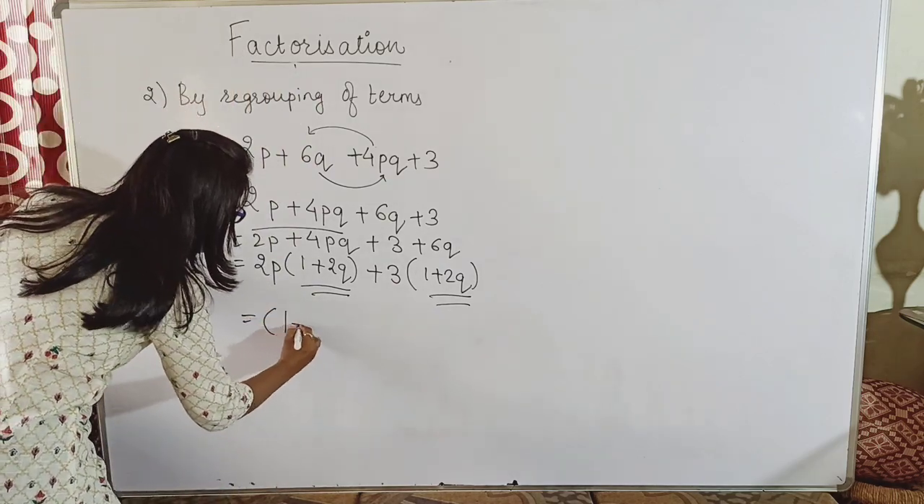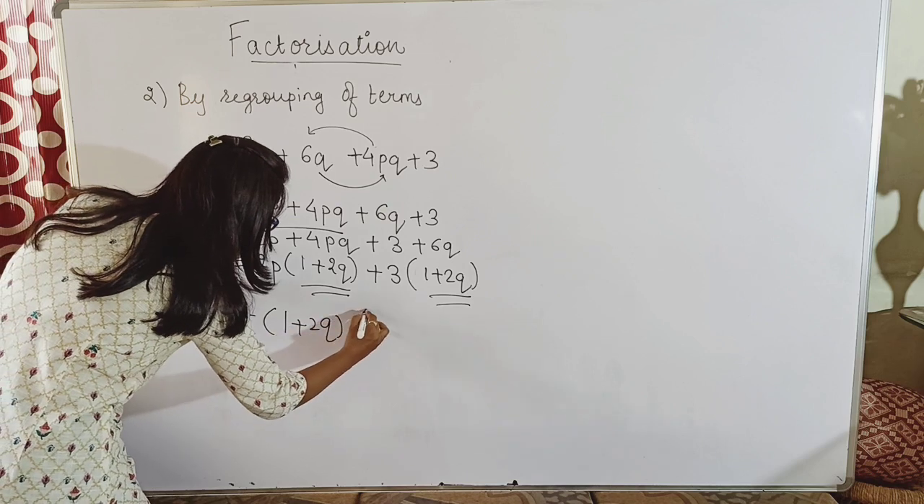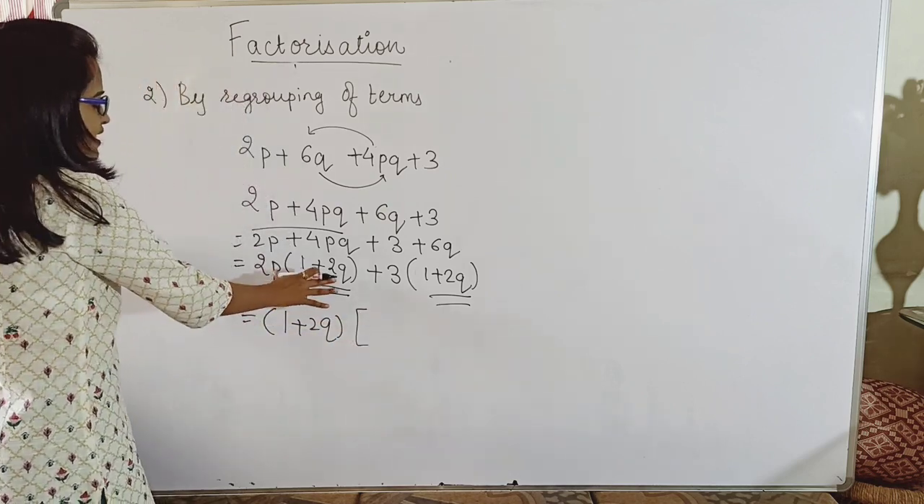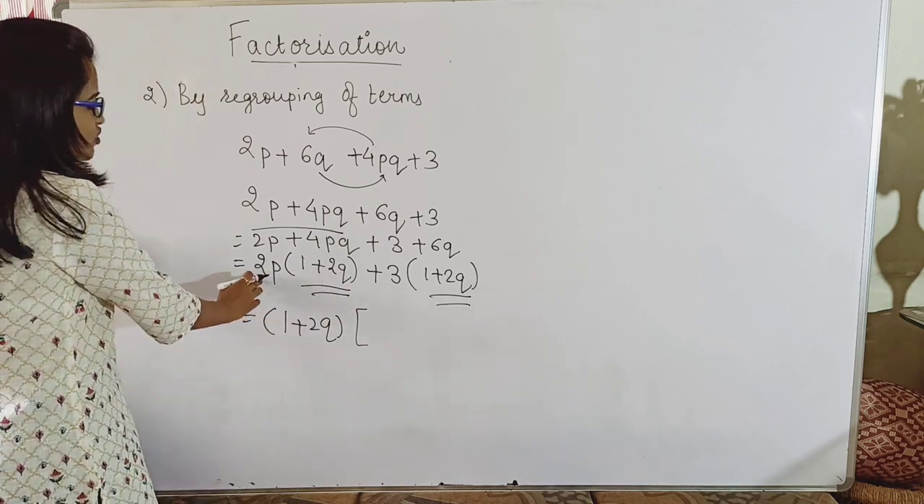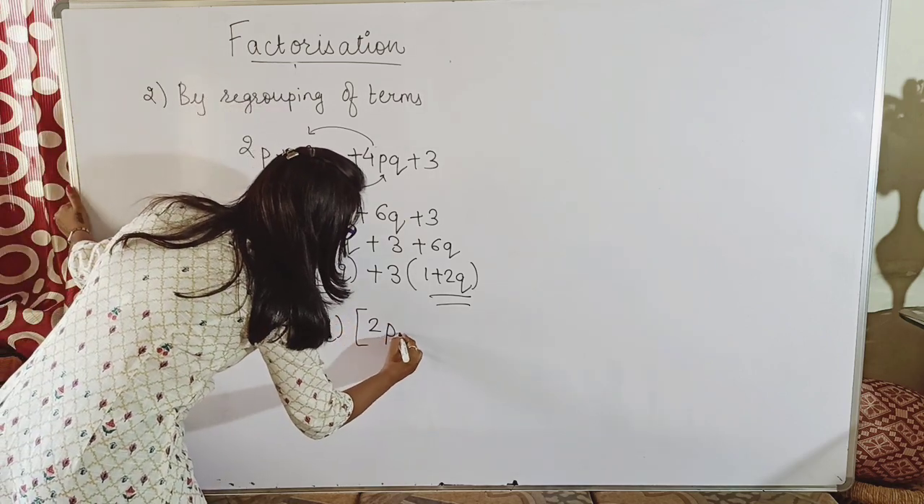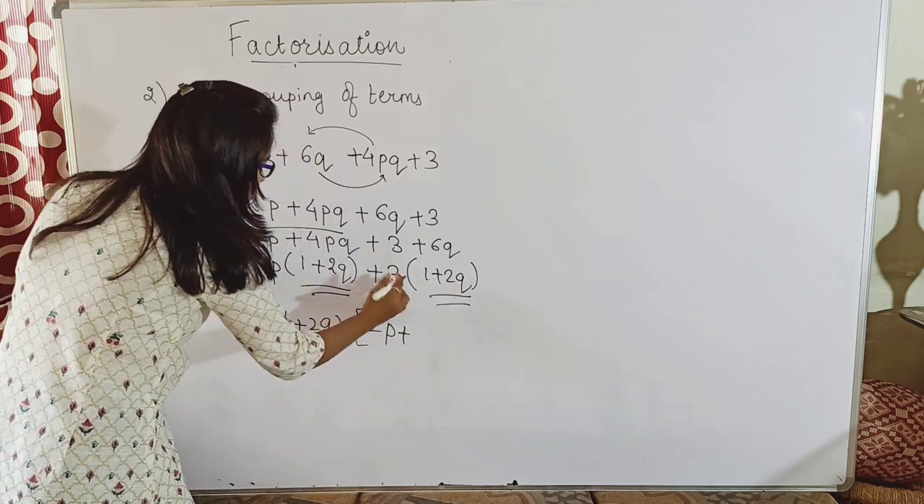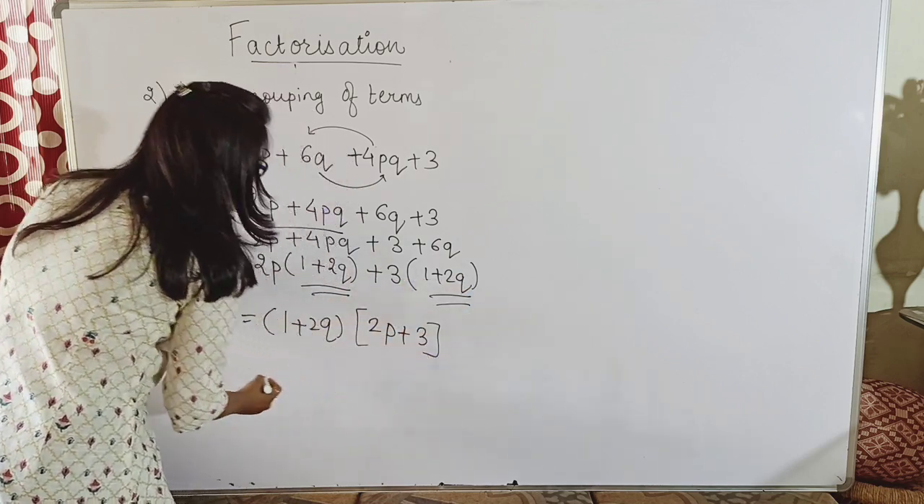So it will be 1 plus 2q. Whatever is remaining inside the bracket, divide this expression by 1 plus 2q, 1 plus 2q and 1 plus 2q will get cancelled. What is remaining? Just 2p. Whereas here again this bracket will get cancelled. What is remaining? 3.